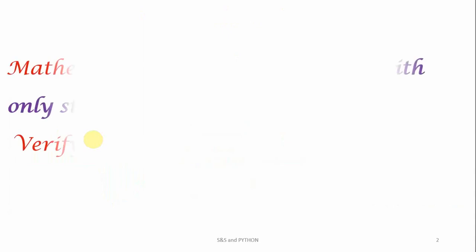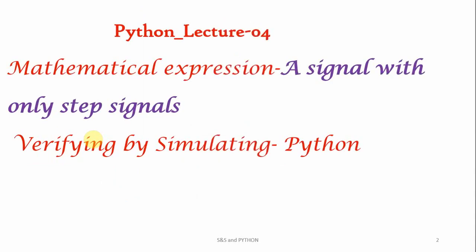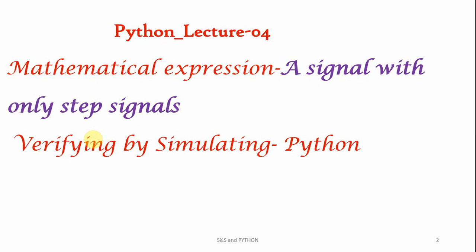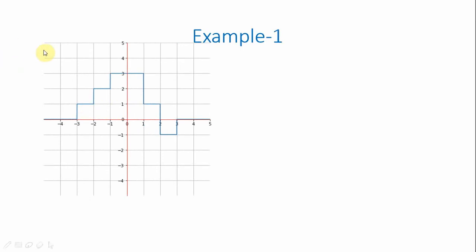In today's lecture, I am going to explain how to get a mathematical expression for a signal which is made up of only step signals, and also verify it by simulating it using Python. To explain this, I am taking an example of this signal, which is somewhat of a staircase type and has discontinuities and constant values.